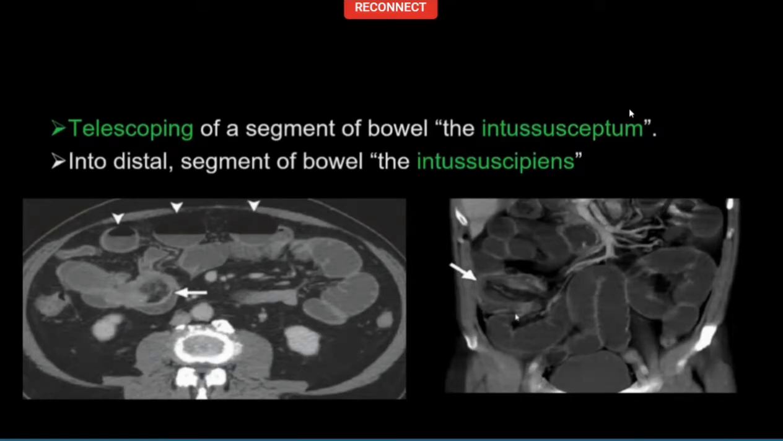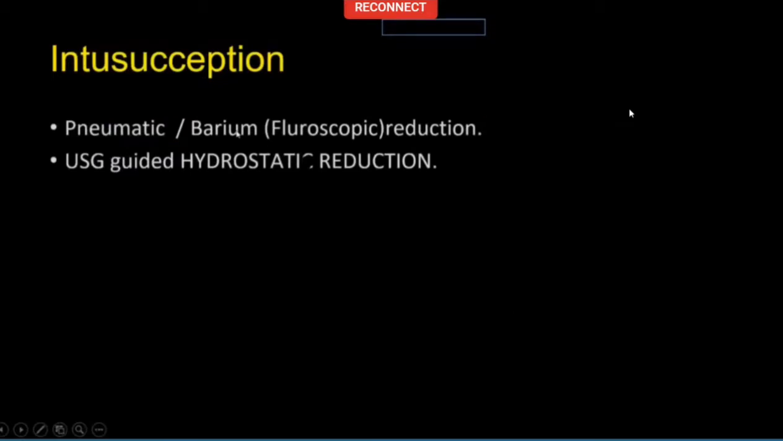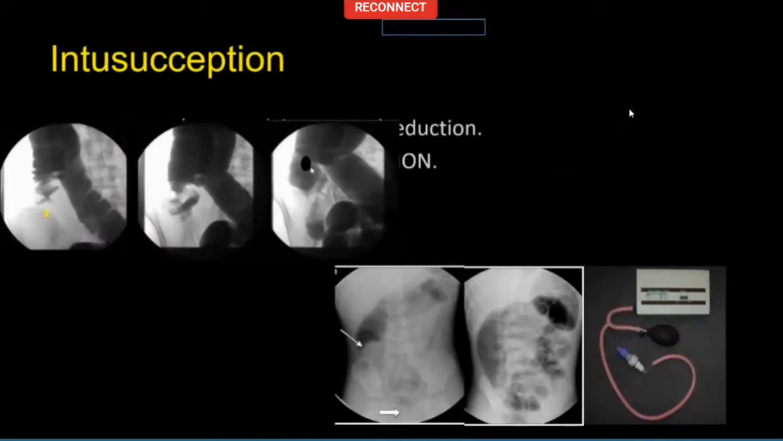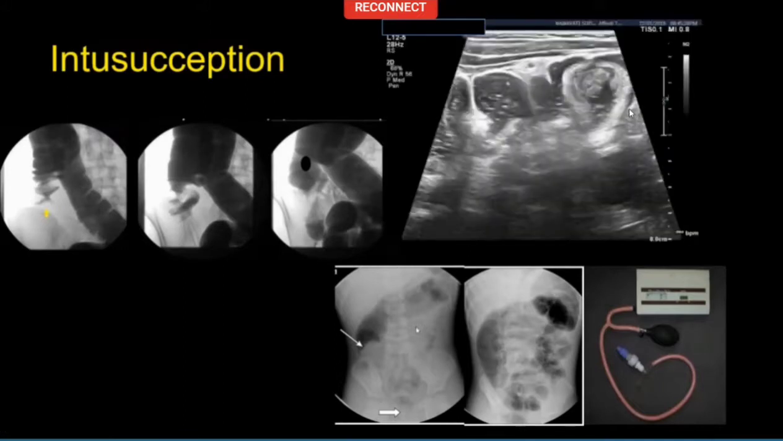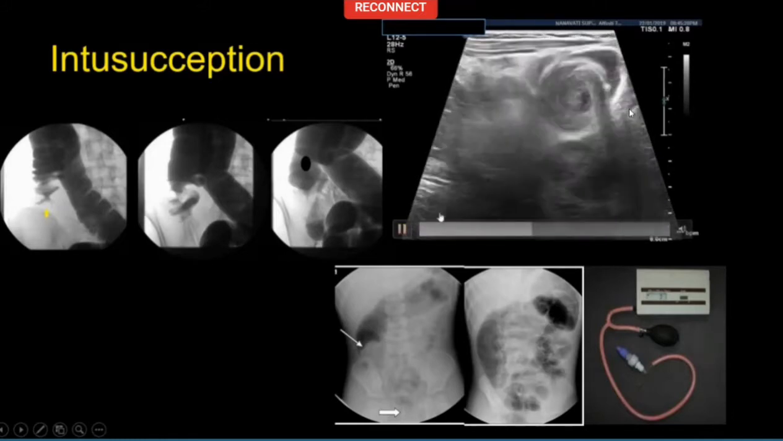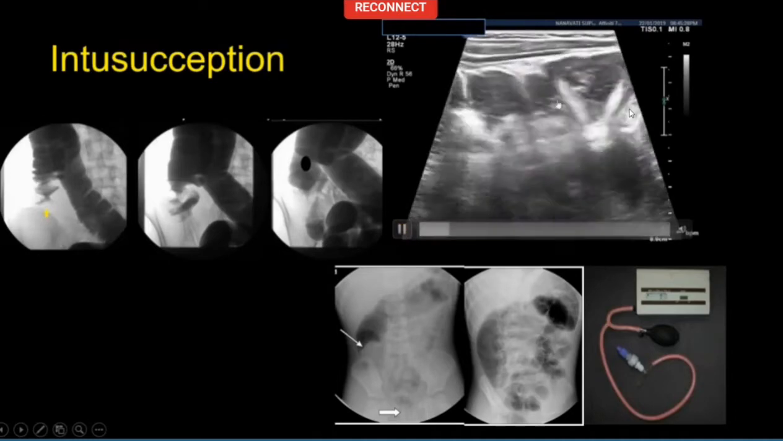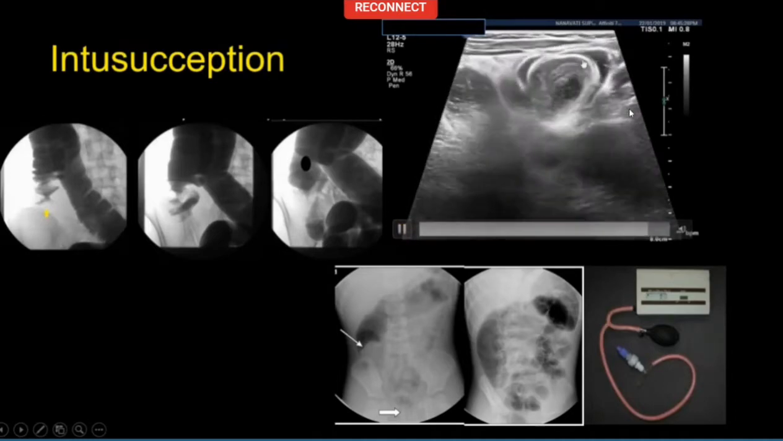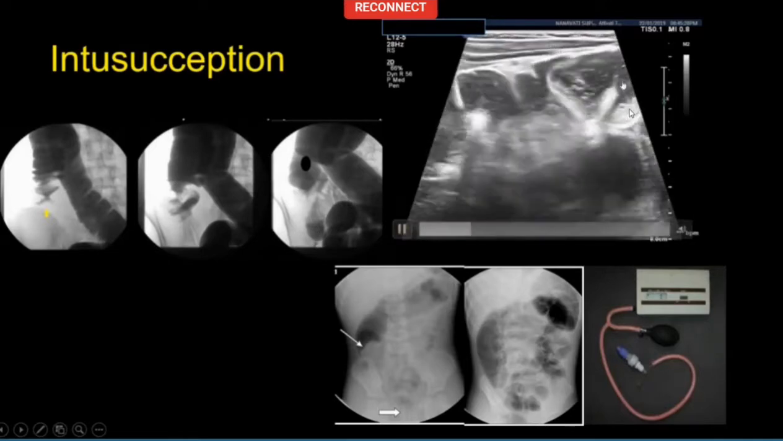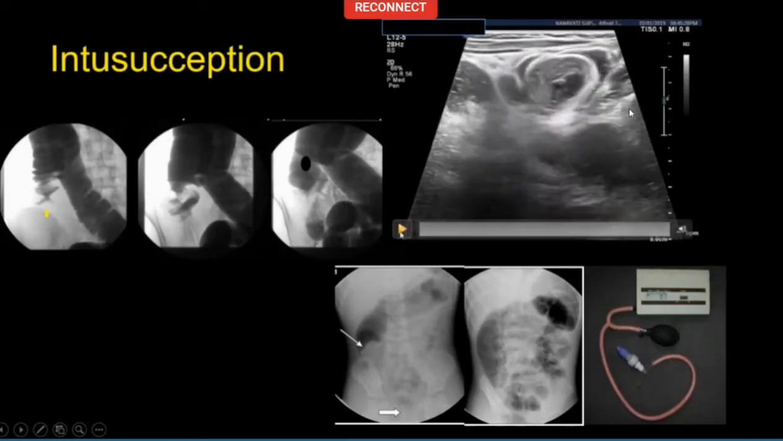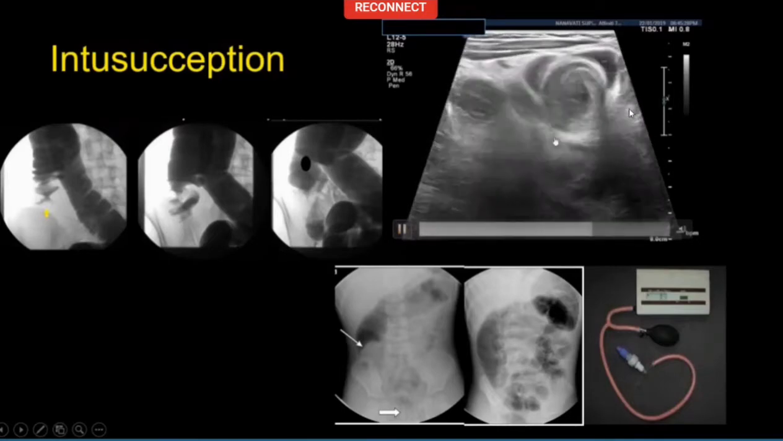There are modalities like, in our age-old days, we used to have a barium fluoroscopic reduction, which then proceeded to the pneumatic reduction. This was again fluoroscopy guided, but now we have advanced to the hydrostatic ultrasound guided reduction. So in here, you can see this video playing where we have the intussusception. Here you can see the fluid entering the bowel and giving rise to reduction of the intussusception.